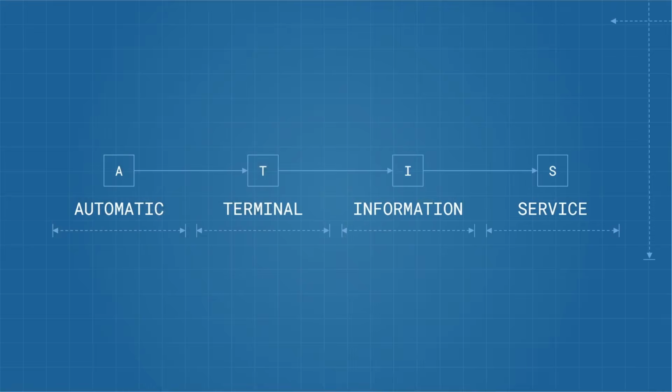ATIS is an acronym standing for Automatic Terminal Information Service, and it is a method used to convey information from air traffic controllers to pilots efficiently and without interrupting other radio communications. Let's explore this acronym.